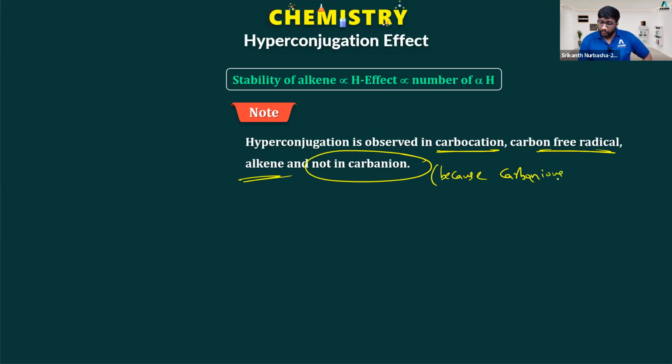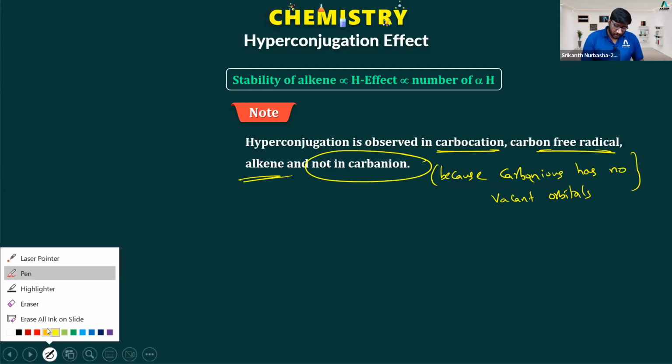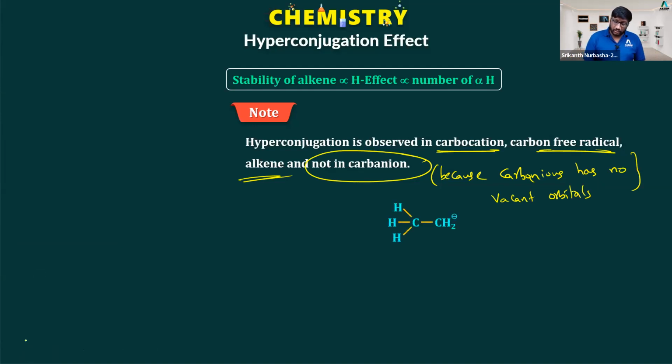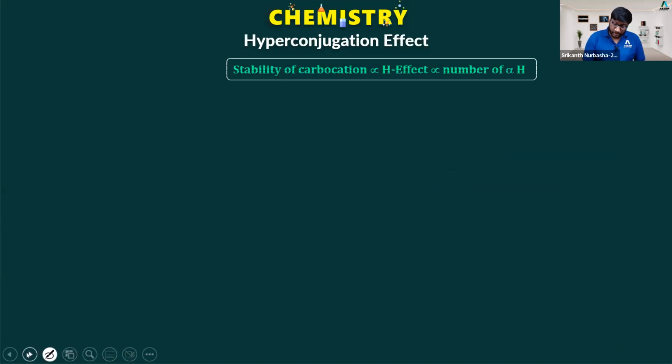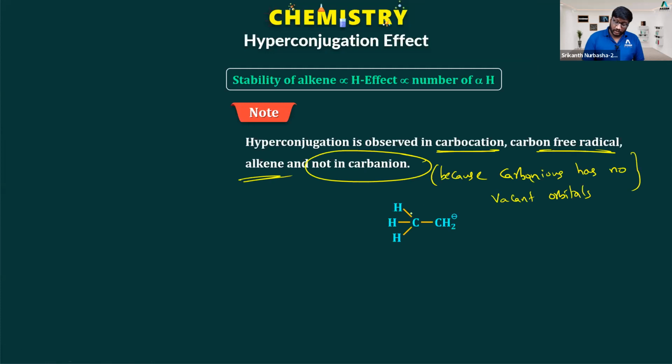Carbanion has no vacant orbital, and it already has a negative charge. So the vacant orbital is not there, and the electron density is also not moving away from the carbon of the carbanion, so it will not accept the electrons anymore. So obviously the carbanion cannot accept the CH electron density, so there is no possibility of alpha hydrogens. It is not possible. No hyperconjugation.